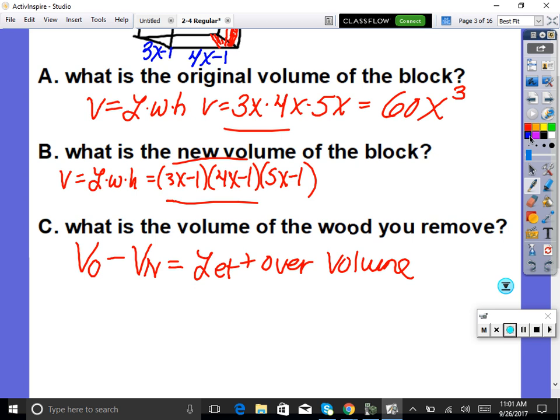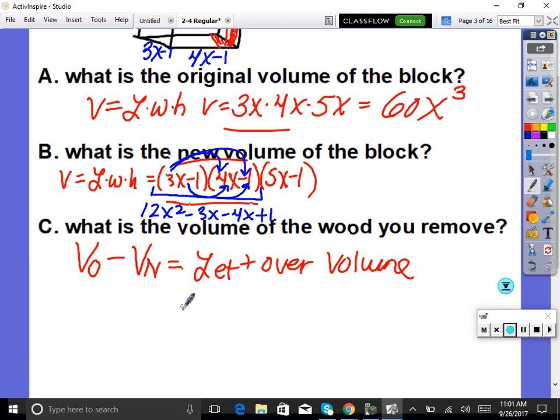Okay, here we go. Multiply this out. How do we multiply out 3 polynomials? Multiply 2 together, right? Combine like terms. So let's quickly do this. 12x squared minus 3x minus 4x plus 1. So we need to combine like terms. I'm going to write down here: 12x squared minus 7x plus 1. And now we'll multiply that by 5x minus 1.